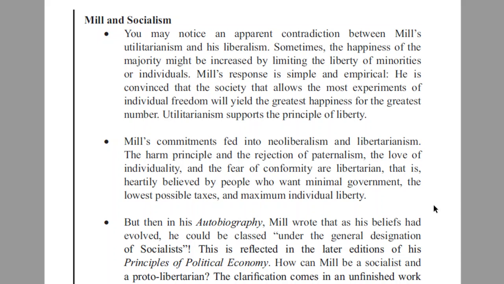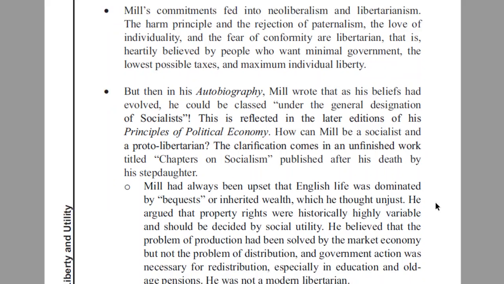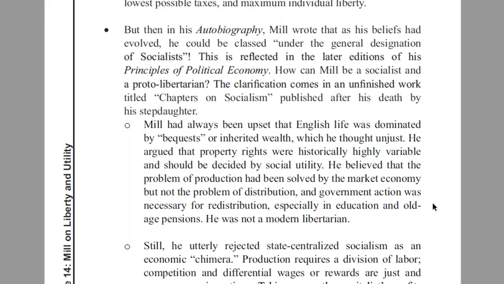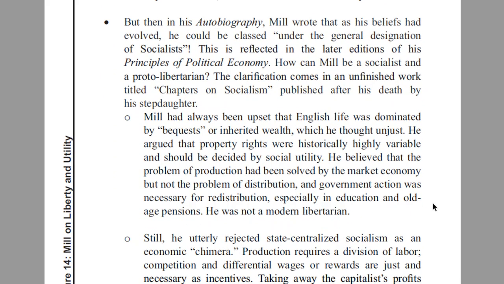Mill's commitments fed into neoliberalism and libertarianism. The harm principle and the rejection of paternalism, the love of individuality, and the fear of conformity are libertarian, that is, heartily believed by people who want minimal government, the lowest possible taxes, and maximum individual liberty. But then in his autobiography, Mill wrote that as his beliefs have evolved, he could be classified under the general designation of socialist. This is reflected in the later editions of his Principles of Political Economy. How can Mill be a socialist and a proto-libertarian?